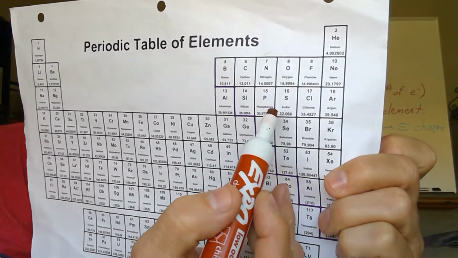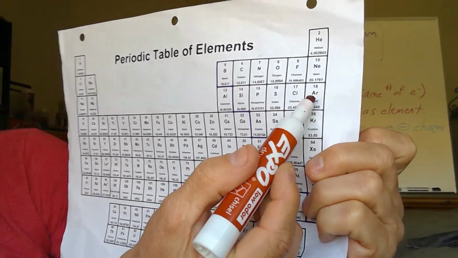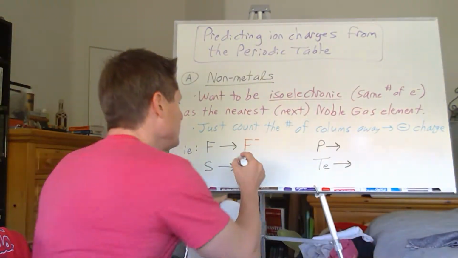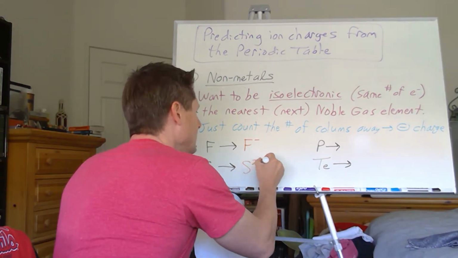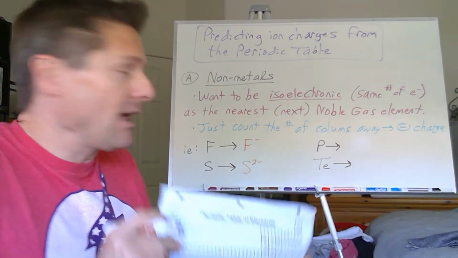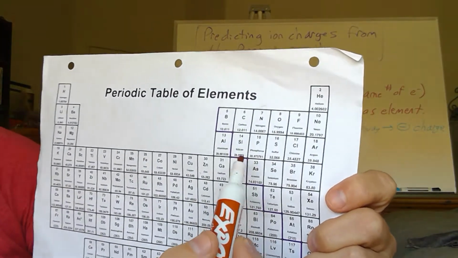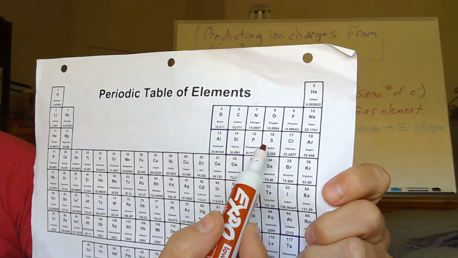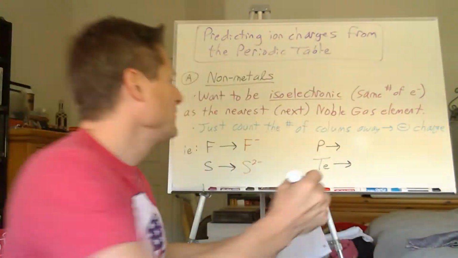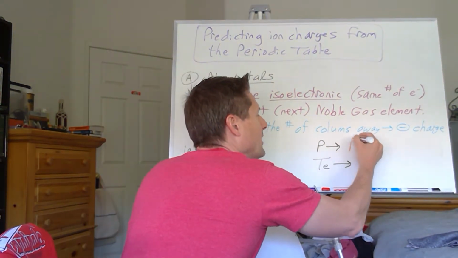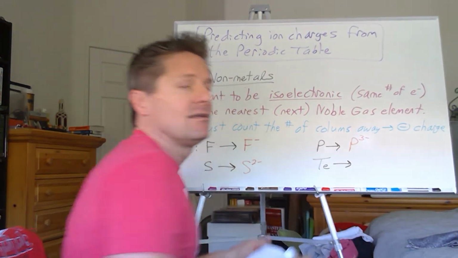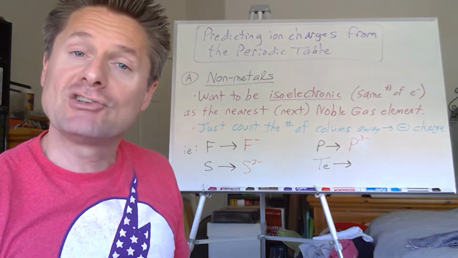Sulfur is right there, so that's 1, 2 away from argon. So sulfur forms a -2. Pretty simple to do, right? Phosphorus is right there, so that's 1, 2, 3 away from argon. So phosphorus would pick up 3 electrons to become a -3 charged anion.